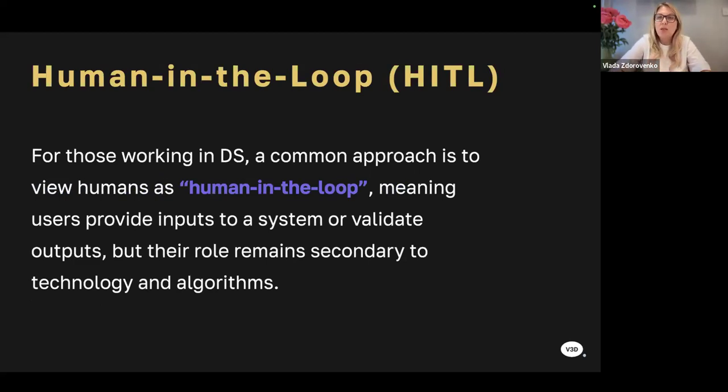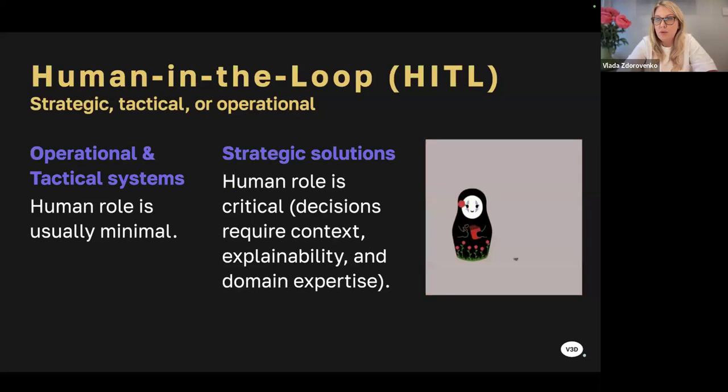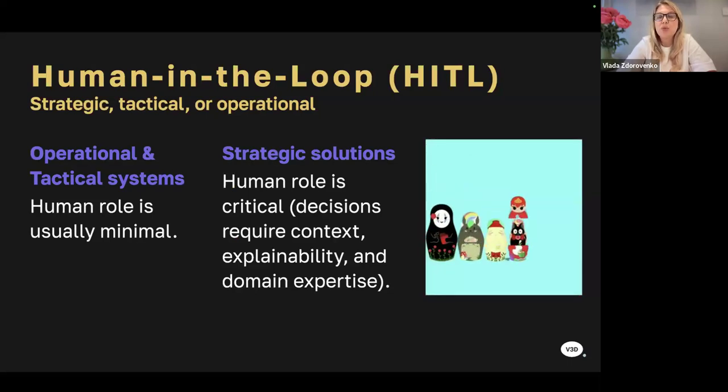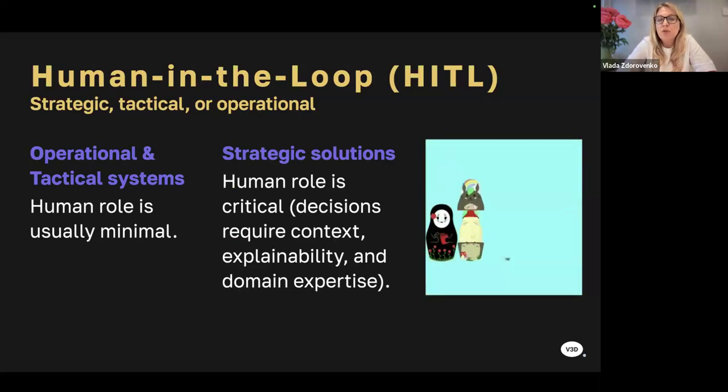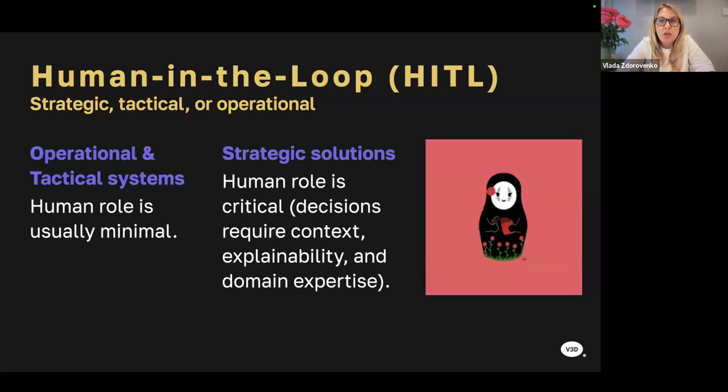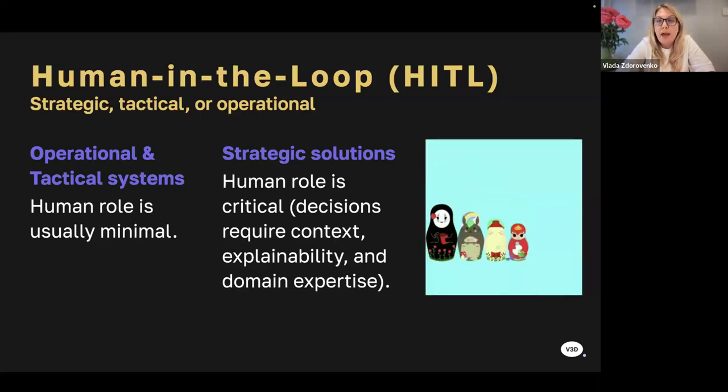And that means that when we think about different user journeys or user experiences, we do not always need to involve users in the process. For example, in operational and tactical systems, the human role is usually minimal. It's the same as spam filters. You don't need to adjust them on a daily basis. You just have them on your computer and they act on your behalf. But if we talk about strategic solutions, the human role is critical.